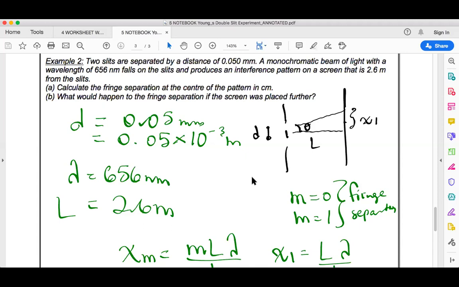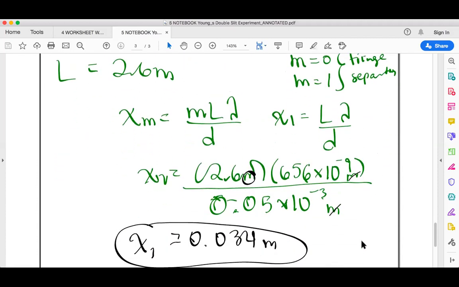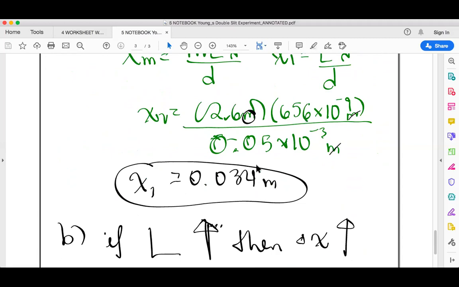So there's not really one m in particular, but the easiest solution would be to say m equals 0 to m equals 1 would be x1. So if we sub in m equals 1, and we're solving for x1, then we can just use that simpler equation. Another option would be to sub in x4, m equals 4, and then do it again for m equals 3, and then do the subtraction of those answers, but that would be a long way to do it. You could just do it in one step. So delta x would be L lambda over d.